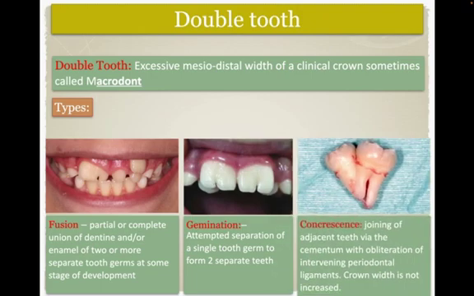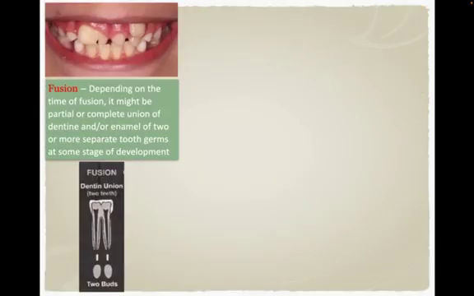The other type of double teeth is called concrescence, which is basically the joining but at the level of the cementum. That will obliterate the periodontal ligament. We will not have a periodontal ligament in this area. However, the crown width is not increased. It's the same because the fusion happened at the level of the roots.